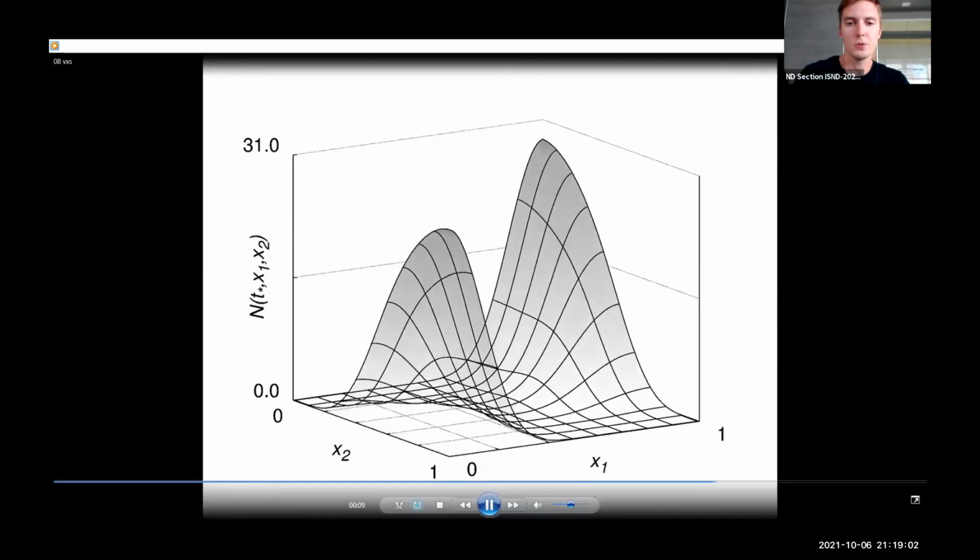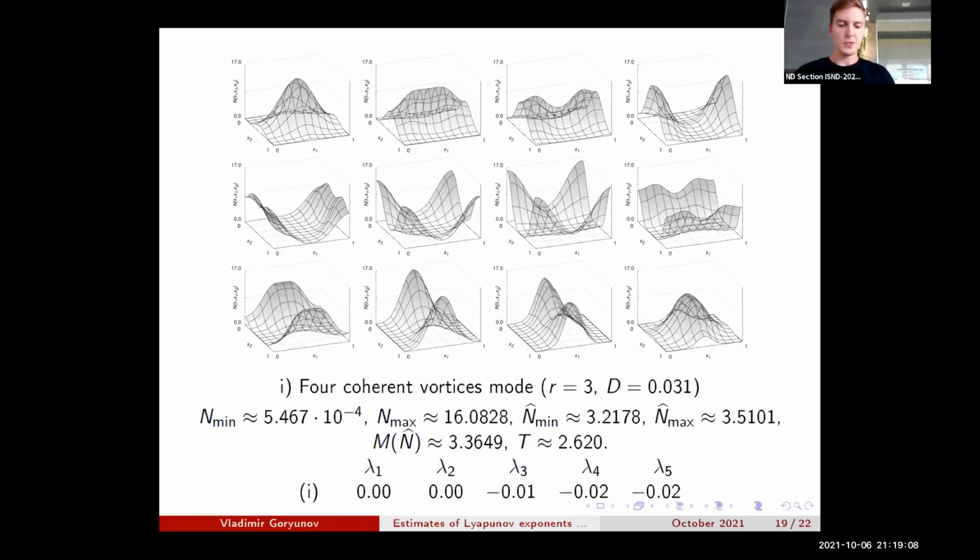Next mode. Here we see the 4 concurrent vortices mode. It has a single frequency, but the diffusion coefficient value 0.031 is very close to critical for this mode. So we can see a quasi-stable behavior. And let's look at how it is in dynamics.